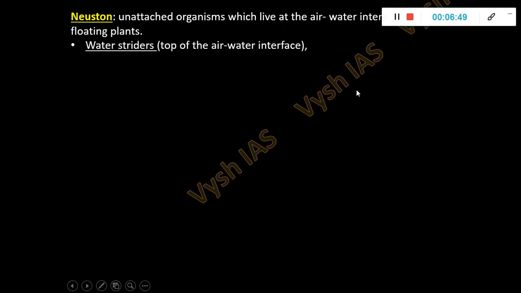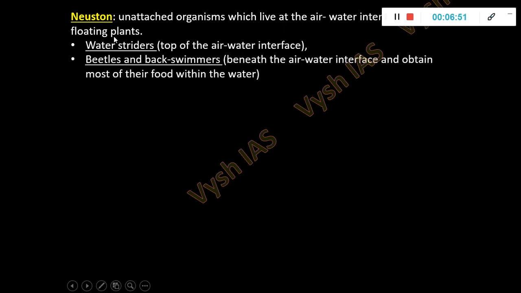Then examples: water striders, which are on top of the air-water interface. You will see insect-like creatures walking on the water, that is water striders. Then beetles and backswimmers, beneath the air-water interface, obtain most of their food within the water. So they are just below the air-water interface.